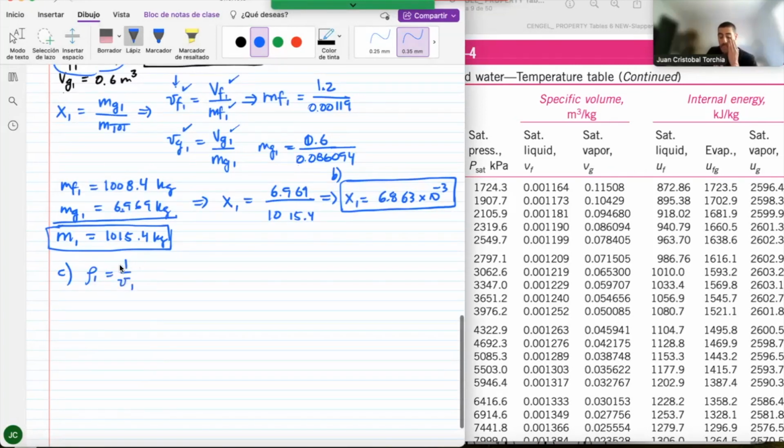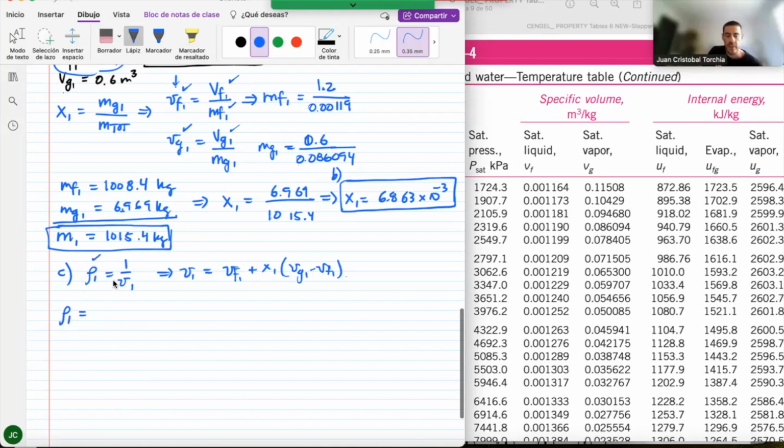divided by V1. I haven't calculated V1. If you want to know how to calculate V1, it's going to be equal to VF1 plus X1 multiplied by VG1 minus VF1. And I have everything now. I actually can calculate it, but since I don't need it, maybe I'm going to need it later, and I want to say, oh, I should have calculated it. But so far, I also can do this one.